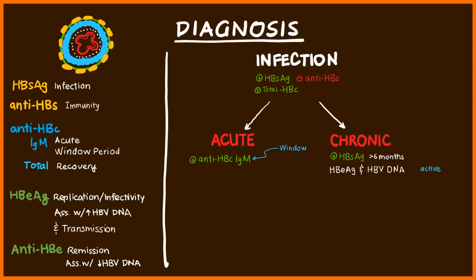So this is as simple as it is. Infection: look for the surface antigen, which should be positive, surface antibody should be negative, and then look at your IgM core antibody, and if that's positive, it's acute. If it's negative, you're looking at a chronic infection.